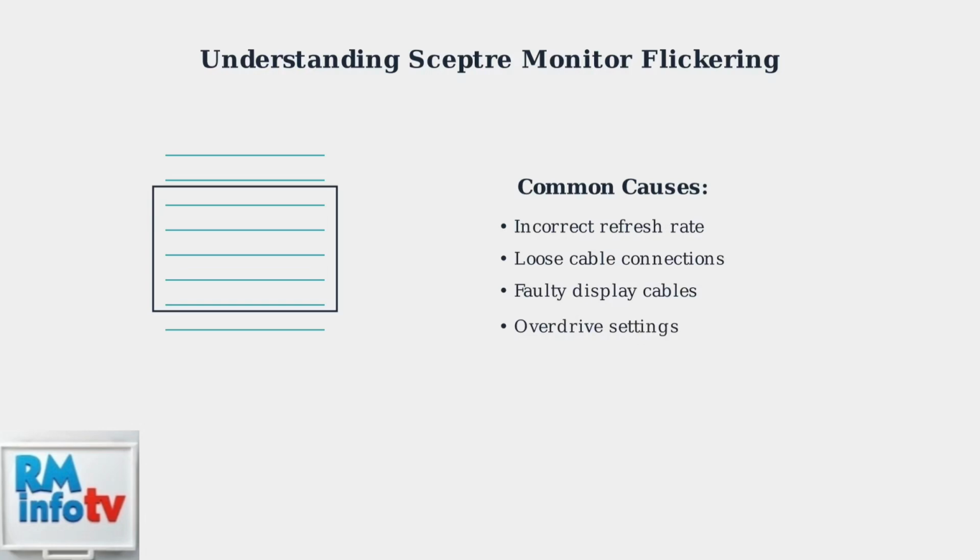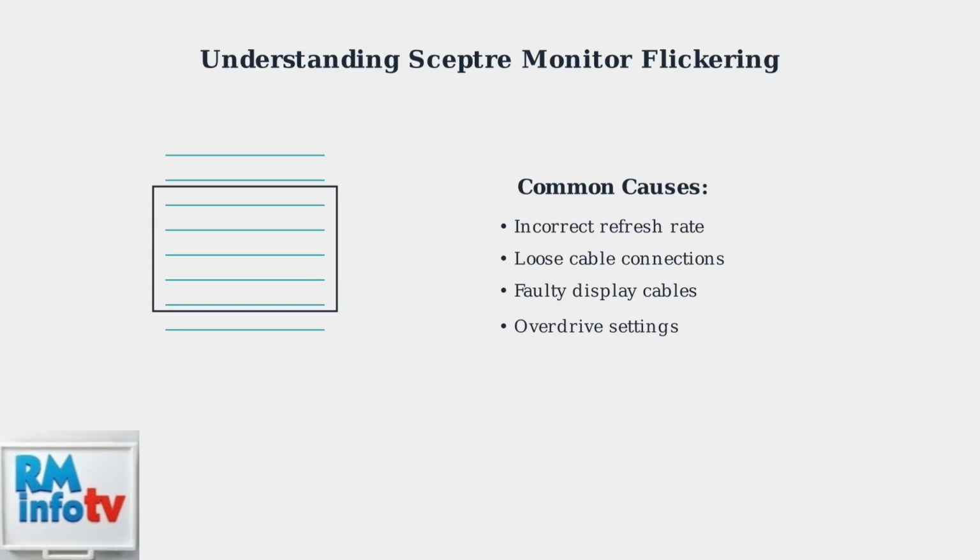Sceptre monitor flickering is a common issue that can usually be resolved with a few quick checks. The screen appears to flash, flicker, or show unstable images. The most frequent causes include incorrect refresh rates, faulty or loose cable connections, and monitor overdrive settings.